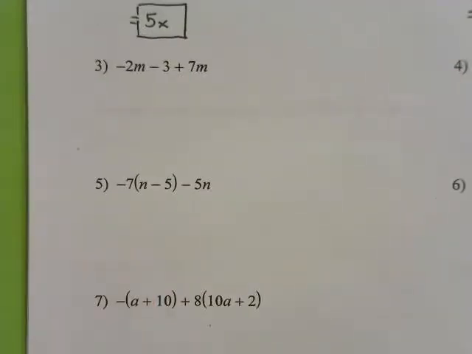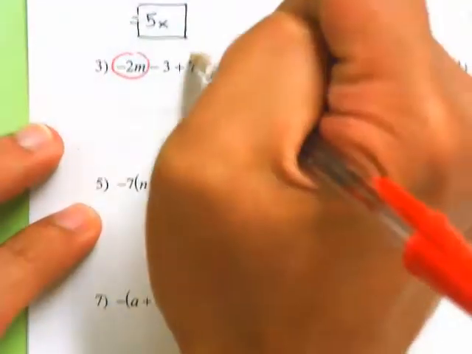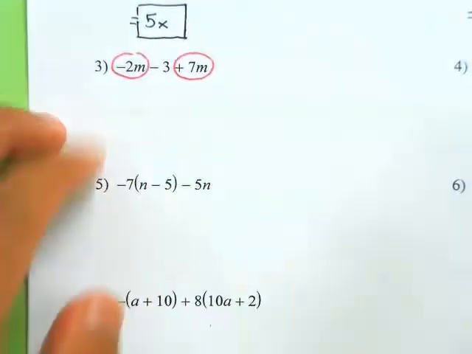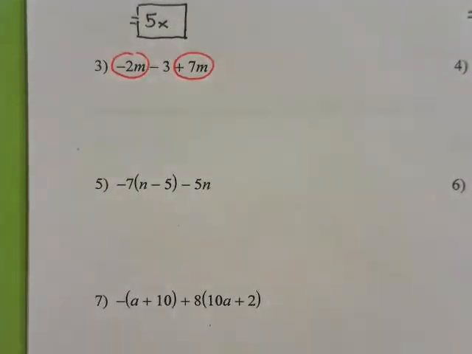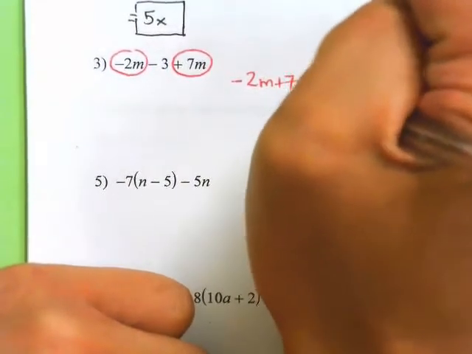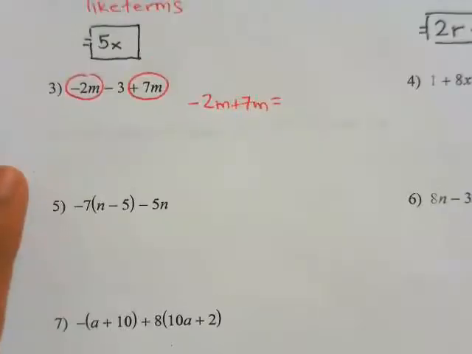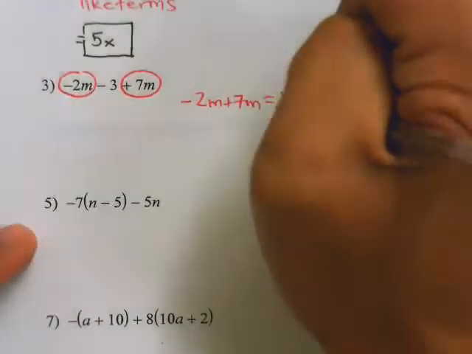Let's do number 3. Negative 2m minus 3 plus 7. I hope you can spot that 2 of them are going to be like terms. And the like terms that we're going to circle are the negative 2m and the positive 7m. Notice that I'm also circling the sign that comes along with that. Okay, so on the side, I'm just going to do that, negative 2m plus 7m. This is actually the same thing as saying 7 minus 2. 7 minus 2 is 5.